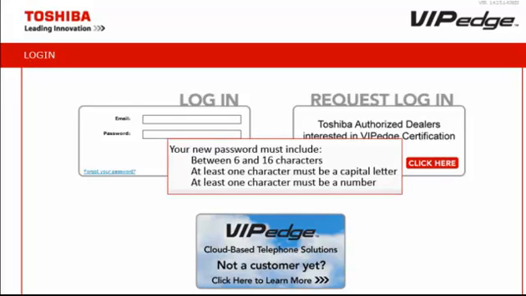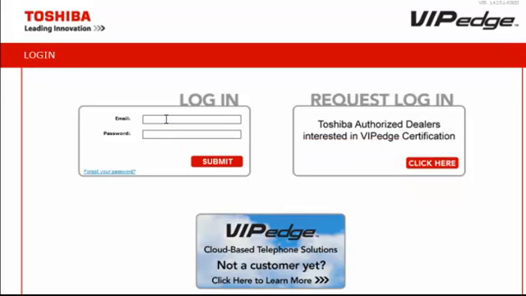The first time you log in, the system will require a new password. The new password must include between 6 and 16 characters, at least one character must be a capital letter, and at least one character must be a number. Click in the email address field for your login and enter your email address that was assigned as your ID. We'll enter our user ID designated for this session and our password and click Submit.